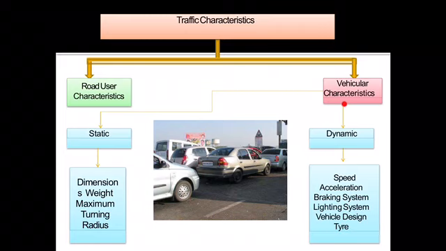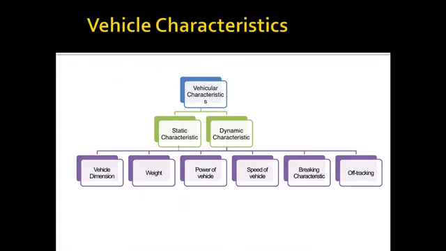Some of the vehicular characteristics which are of concern for a traffic engineer for a safe traffic design include the static characteristics. The second one is the dynamic characteristics. Static characteristics are those whose parameters will not change at all, whereas the dynamic characteristics include the speed, acceleration, braking system, lighting, vehicle design, and tire type. All these parameters will change according to the condition of the road, the condition of the environment, the type of the surface, what is the speed that is required, etc. Now let us look into that.